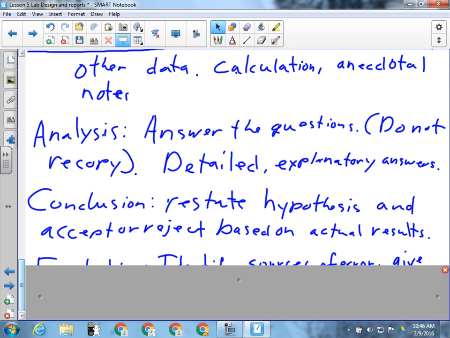Yeah, you can say it's plausible, or you can say I can conditionally accept my hypothesis, or something along those lines.